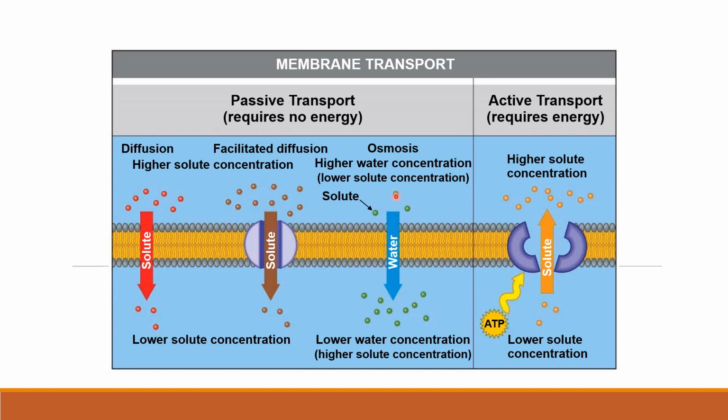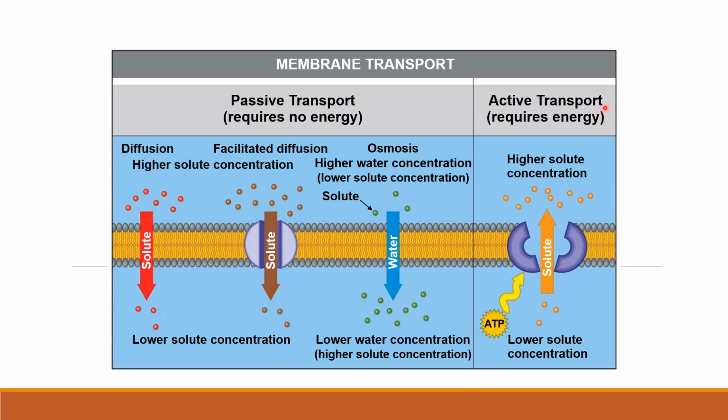Do not get confused by looking at this image and going, well, isn't water going from a low solute to a high solute? So how come that is still passive, since we're going from low to high and not high to low? The thing is, yes, water is going from a low solute to a high solute, but it's not the solute that's moving, it's the water. And the water is still going from high water to low water concentration.